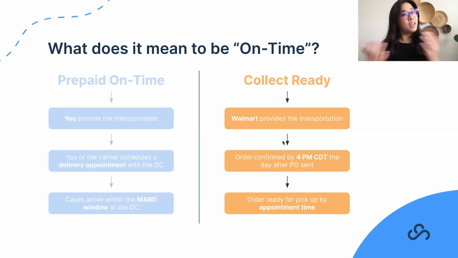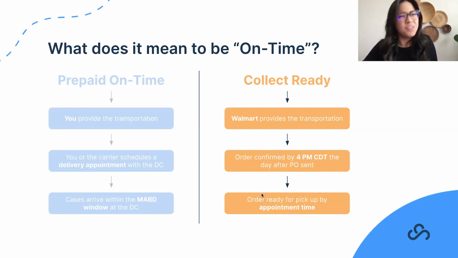Some of these not every team knows about, but one of them is that you need to make sure that your orders are confirmed and routed by 4 p.m. Central Time the day after the PO is sent. A lot of teams that we've worked with, before working with Supply Pike, commonly say, oh, it's within 24 hours, or, oh, it's whenever my product is ready. No, Walmart's expectation is that you are routing and confirming orders by 4 p.m. Central Time the day after the PO is sent. If you do not do this, you are technically out of compliance with Collect Ready.